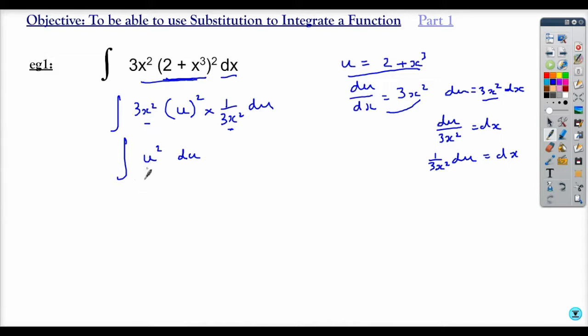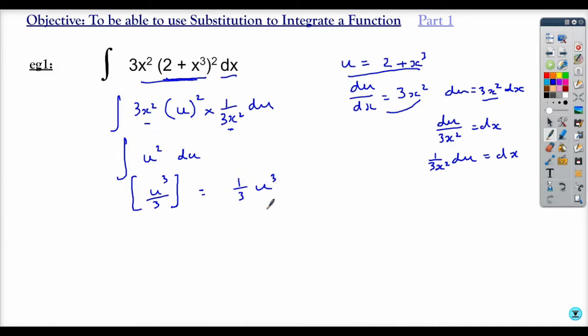So what I'm going to do now is integrate this, and that's going to give me u to the 3 over 3. Remember, power goes up by 1, divided by the power. The du now has disappeared when we integrate. So what I'm now left with is u cubed over 3. I could write this as 1/3 u cubed.